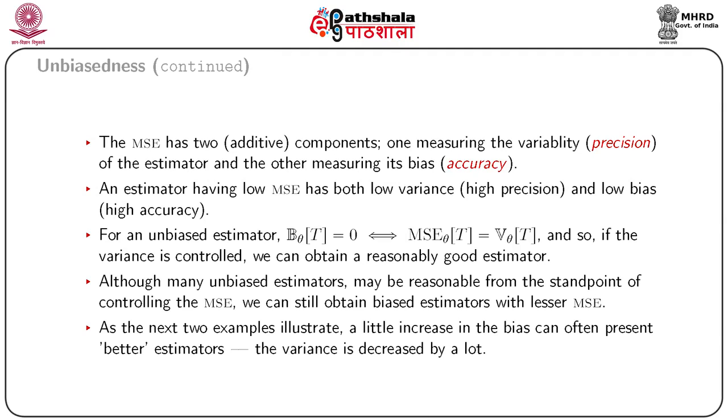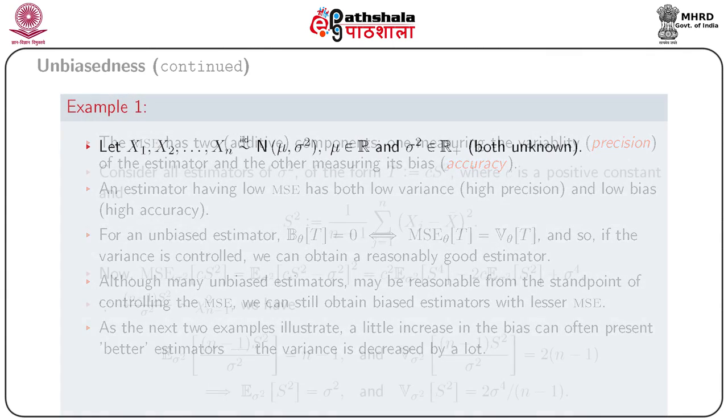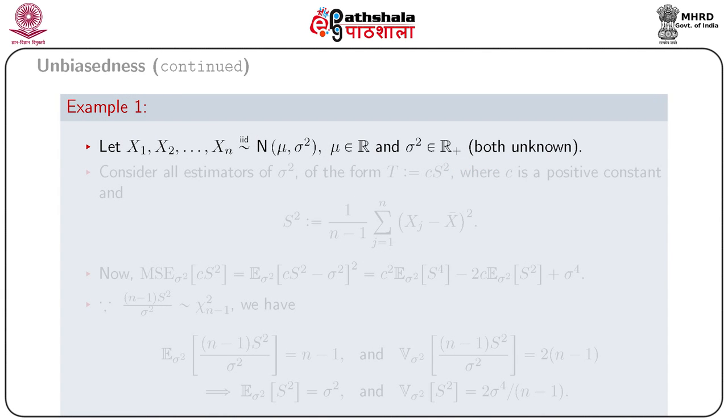Now we shall consider some examples where the MSE of a biased estimator is smaller than that of an unbiased estimator. The first example: suppose X1, X2 up to Xn are IID normal(mu, sigma square) random variables, where mu and sigma square are unknown.